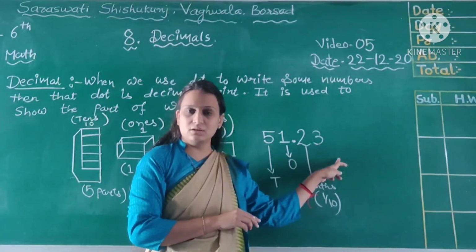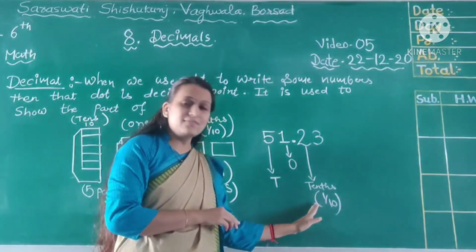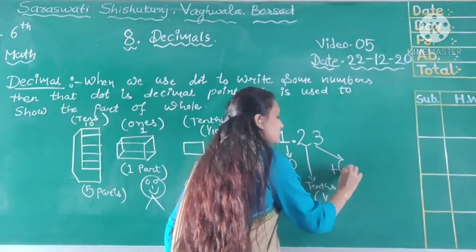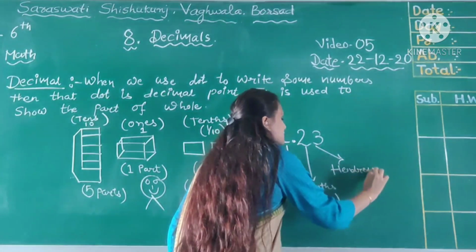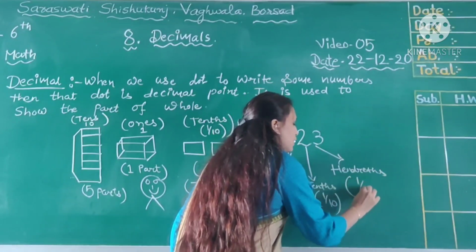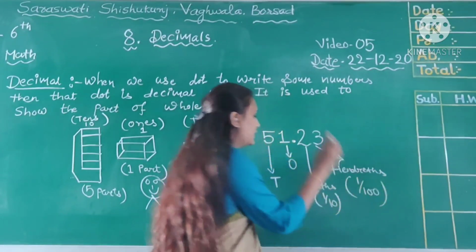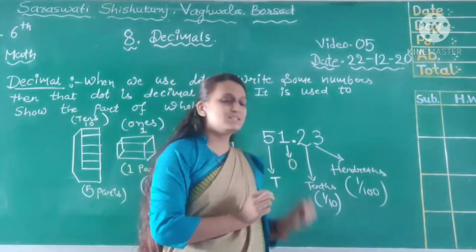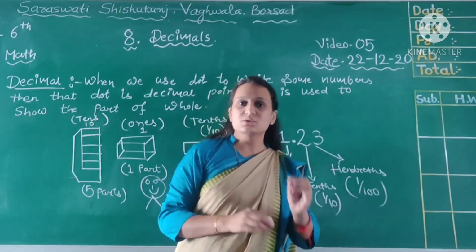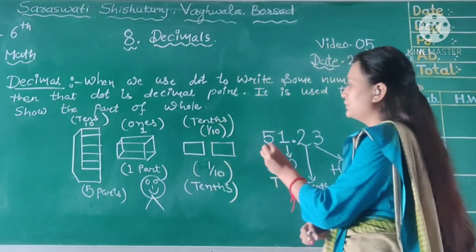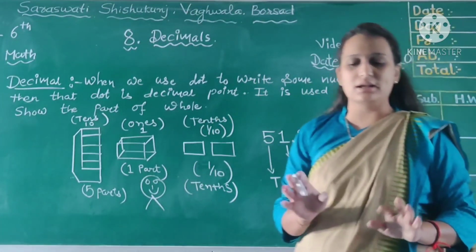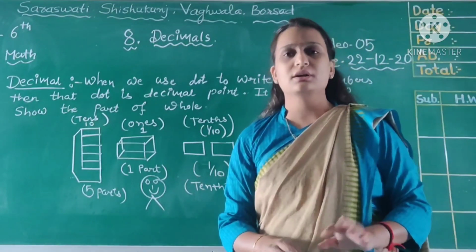If you take one more digit after the decimal, this is 51.23. So this is the tenth place, and 3 is known as the hundredth. Hundredth means 1 upon 100. We have divided one piece into 100 smaller pieces. That's why it is known as the hundredth place. So this is the basic definition that we have understood with an example. Hope you all are clear about the definition of decimal.